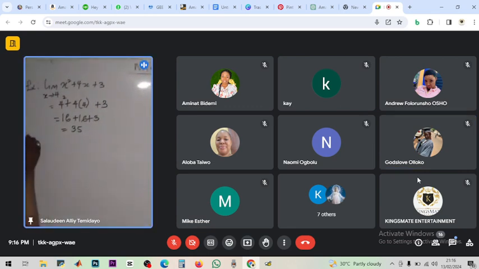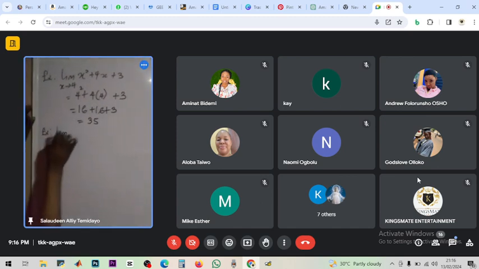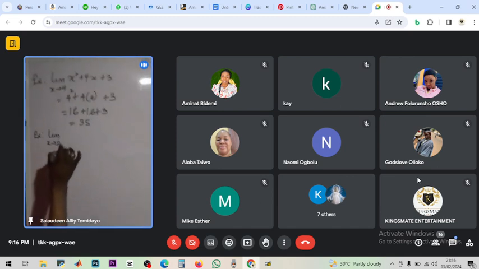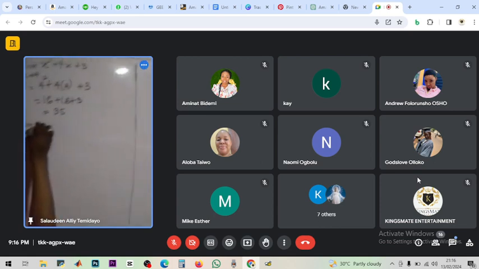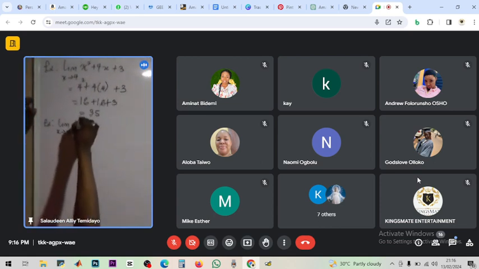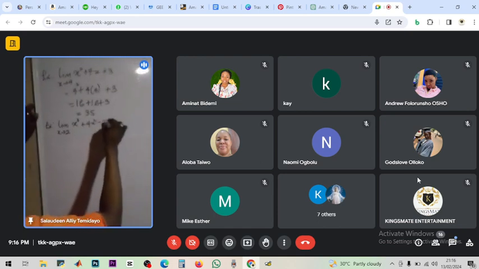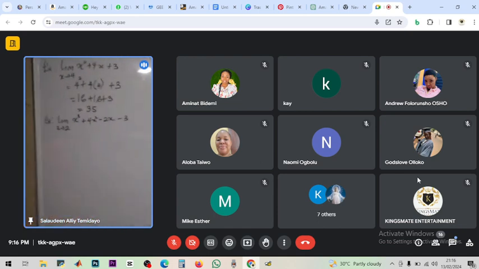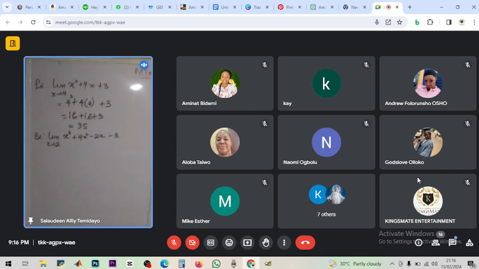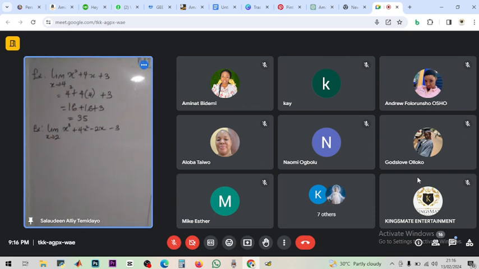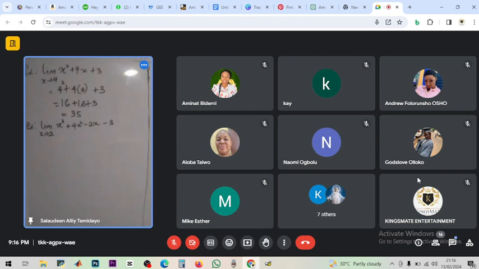Okay, now this is another one. That is limit x to 2 of the function x raised to power 3 plus 4x squared minus 2x minus 3. Please, let's all try this one, and be very fast with it, please.